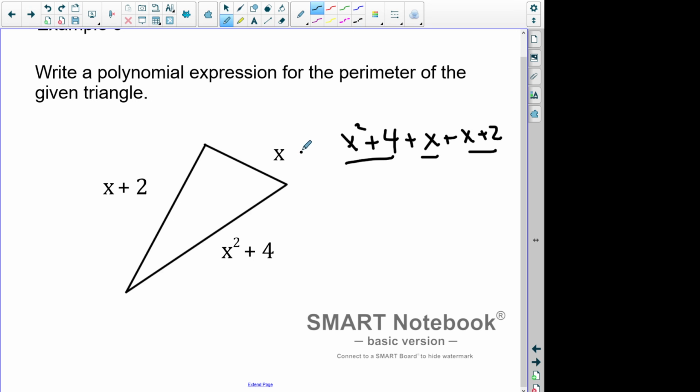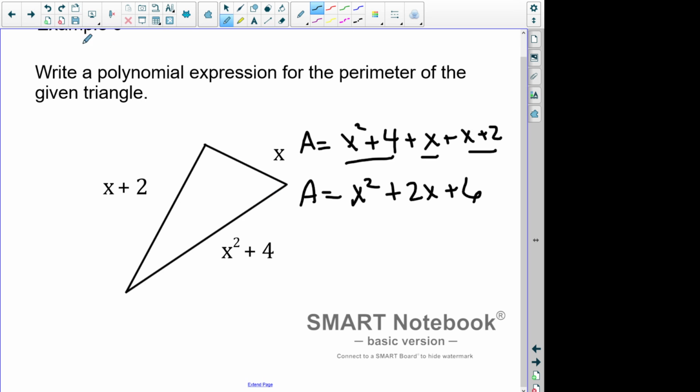So the perimeter of that triangle would be written like that, and then we'd want to simplify that and put it in standard form. So this would be x squared. Okay, and my x terms, I've got 2 x's plus 6. So I can find the perimeter of that triangle by that equation. Alright, so that's pretty much it.